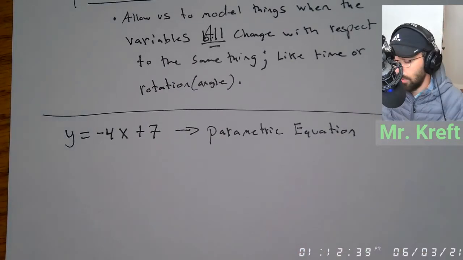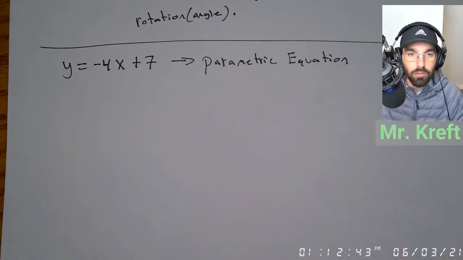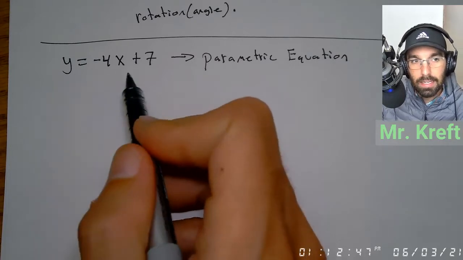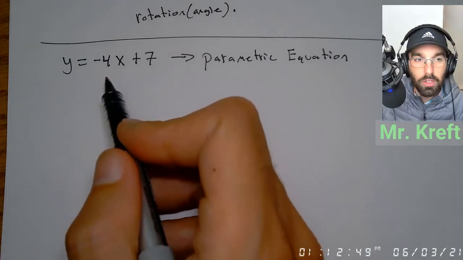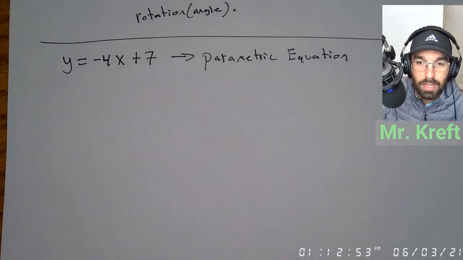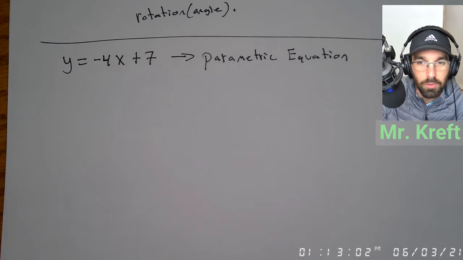Okay, so that's the first thing we're going to do. We're going to go from a linear equation to a parametric equation. And to do this, what are our variables? Our variables are our y and our x. So what we're going to want to do is find another variable that these two variables have in common. The most common one, and the one that we're going to really focus on in this class, is time.